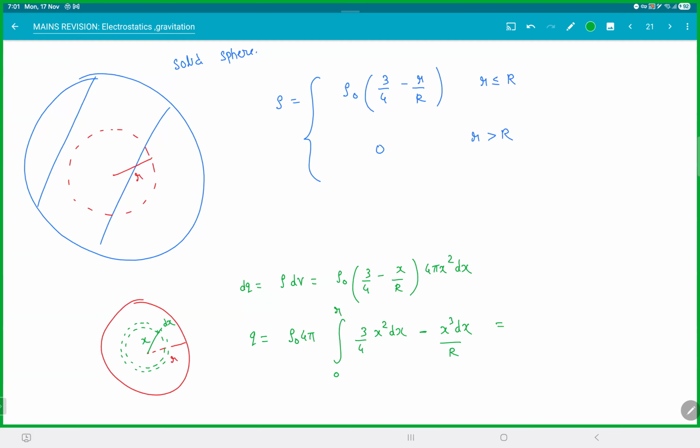This turns out to be rho naught 4 pi. That will be 3/4 r cube by 3. 3 goes off. That will be r cube by 4 minus this will be r power 4 by 4R. What is this exactly? This is the charge up to small r. You're getting it? This is the charge in a solid sphere of radius small r, where r is less than capital R.